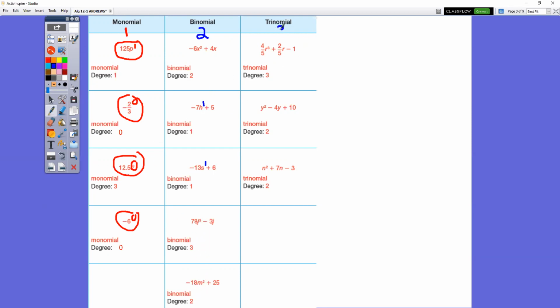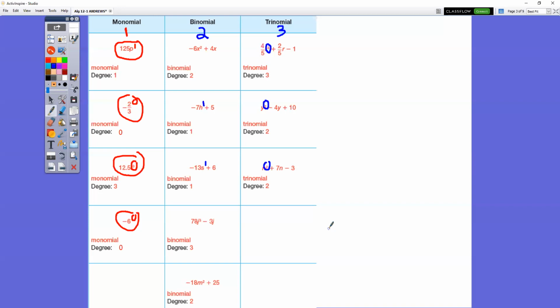Then we have trinomials. Trinomials, there's 3 terms. All right, notice how you have 3 individual terms here. What would be the degree of the polynomial? It would be their highest exponent, so it would be the 3, it would be the 2, and it would be the 2. So those are more examples of monomials, binomials, trinomials.